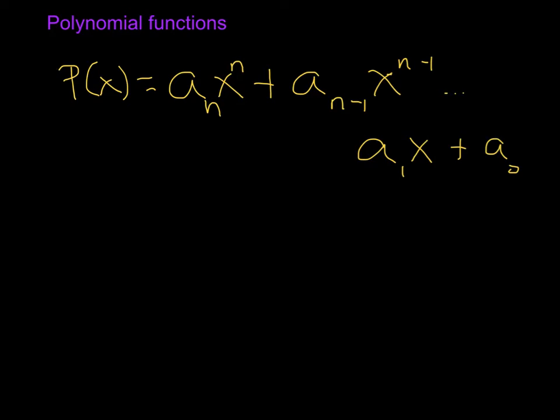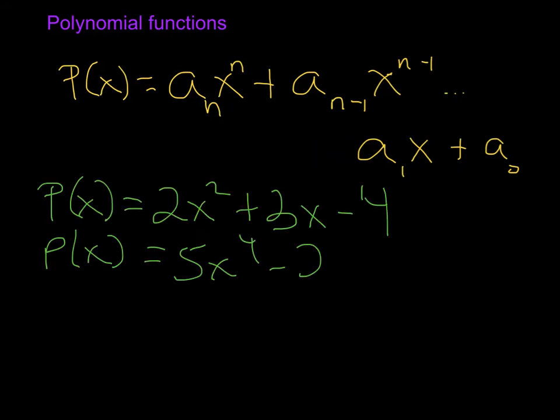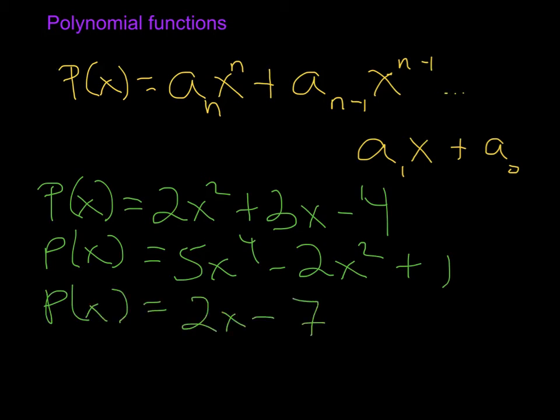So in chapter 4, we're going to talk about polynomial functions. And polynomial functions basically have this general form. But let me, better than this, give you some examples of some polynomial functions. So p of x could simply be 2x squared plus 3x minus 4. It could be p of x equals 5x to the fourth minus 2x squared plus 1. P of x could be 2x minus 7.